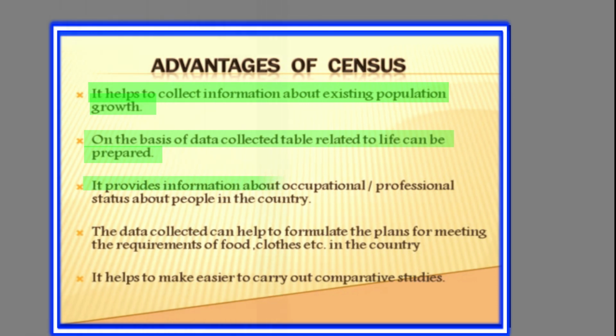It provides information about the occupational or professional status of people in the country. It provides information about which kind of occupation or profession the people do. The data collected can help to formulate plans for meeting the requirements of food, clothes, etc. in the country. The data collected in the census can help to know about the citizens of the country, and to meet the requirements of food. How much food is required, how much clothing is required in the country, and we can get foreign aid according to this. Foreign aid means foreign help.